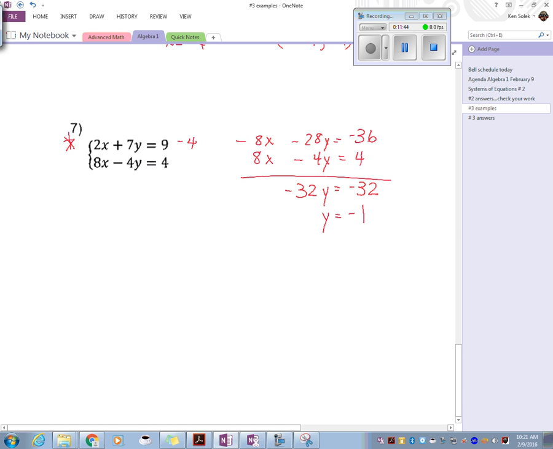It doesn't matter which one you plug it in. I like the first one because there aren't any negatives in it. So I'm going to keep the first one. 2x plus 7 times negative 1 equals 9. So 2x minus 7 equals 9. Add 7 to both sides and you get 16. So you get that x is 8.